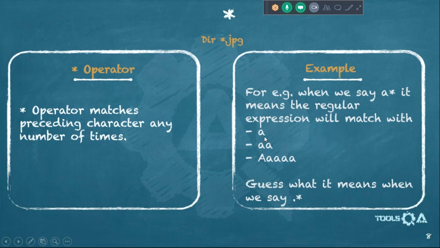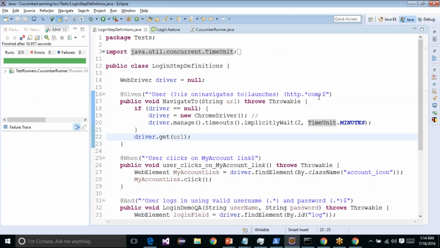So what will happen is that A will match because it will match with the dot operator. It means there is one character. Double A will match because dot can come any number of times because of the asterisk operator. And similarly, this sequence of A's will also match with dot asterisk. Now this is what the dot operator and the asterisk operator mean. If you combine both, dot asterisk means anything, right?